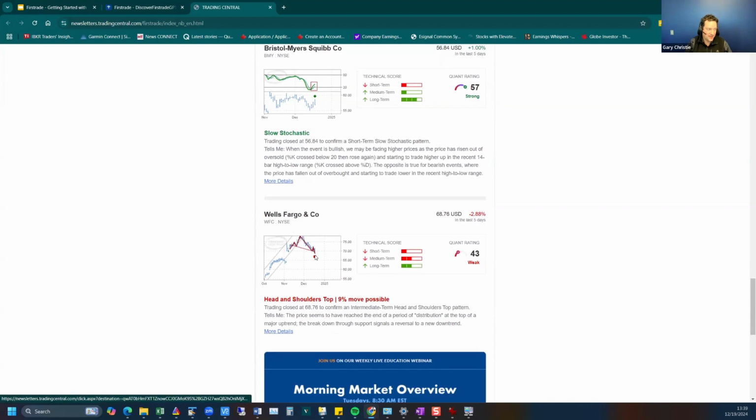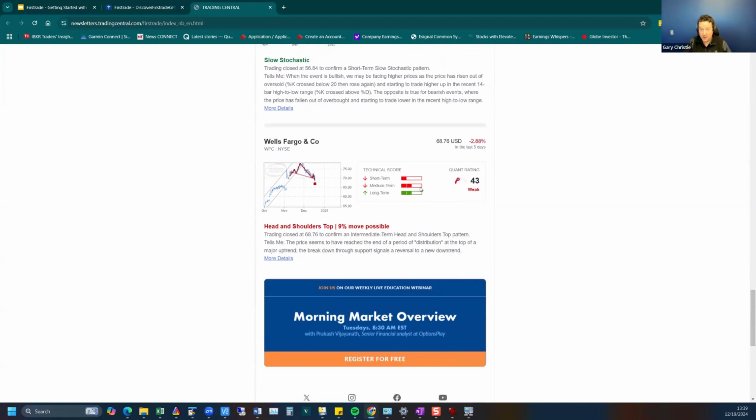So these are all ideas. You can see the patterns. Looks like Wells Fargo is very weak. Head and Shoulders top, very weak technical score, very weak quant rating. This is a good shorting opportunity. Or if you're long, maybe consider having a stop loss or liquidating the position. So this is all to help you today.